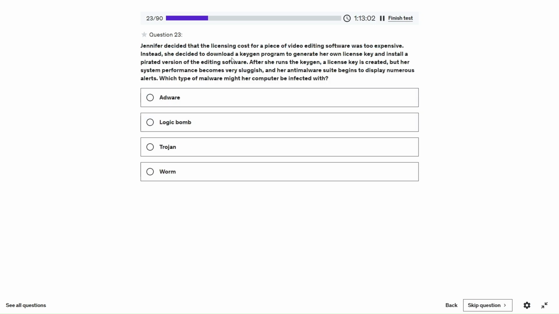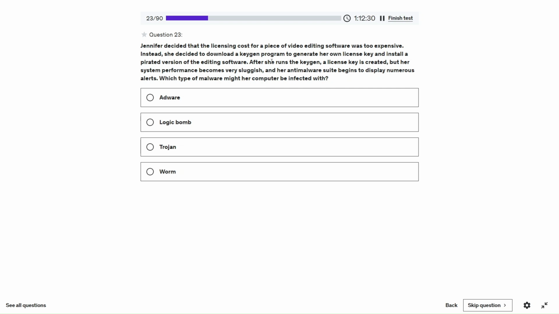Jennifer decided that the licensing cost for a piece of video software was too expensive. Instead, she decided to download a keygen program to generate her own license key and install a pirated version of the editing software. After she runs the keygen, a license key is created, but her system performance becomes very sluggish and her anti-malware suite begins to display numerous alerts. Which type of malware might her computer be infected with?